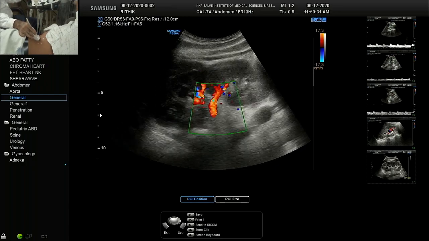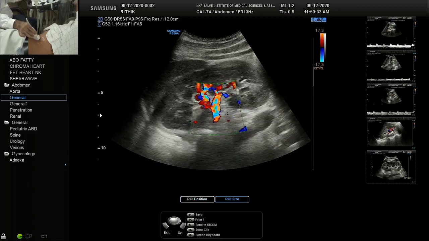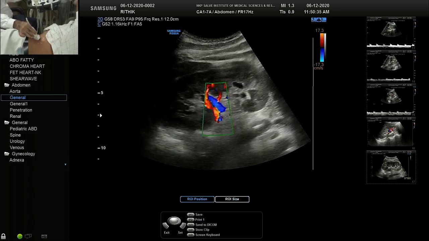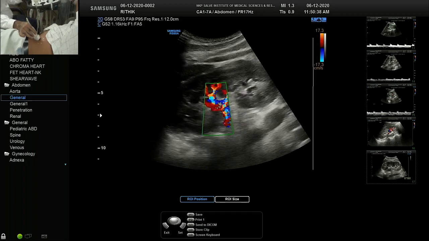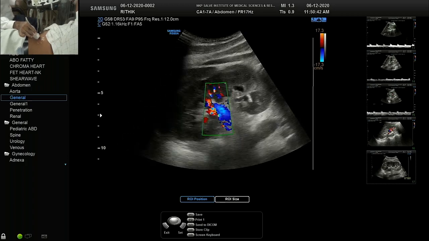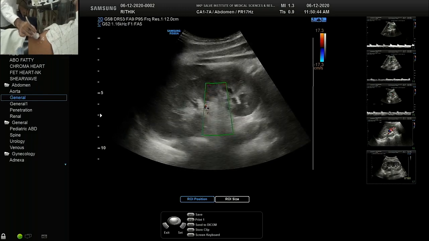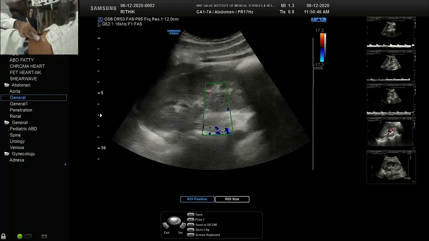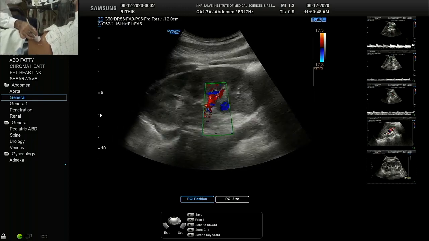And for spectrum, yes, you need to tailor the things. You need to keep this color box as narrow as possible. The widened color boxes will have addition. The machine will work more to get Doppler signal from multiple vessels, and definitely the value will reduce.